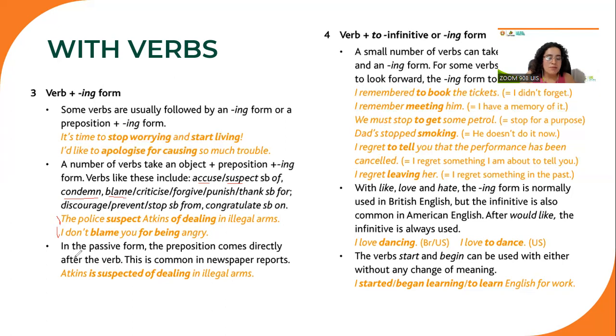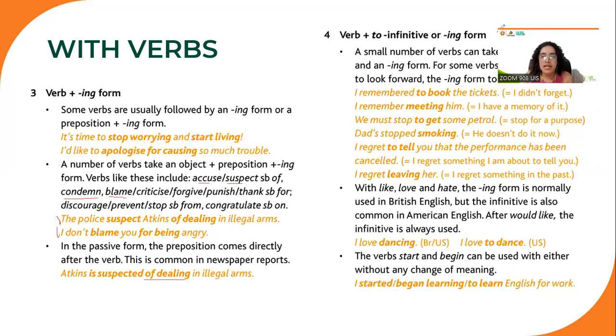Okay, now let's see the passive voice. Let's see, the preposition comes after the verb. This is the preposition of dealing. The verb is suspected, okay? This is very common in newspaper reports or headlines. Atkins is suspected of dealing in illegal arms, okay? So the ing comes right after the verb, suspected of. Okay? So that is for ing.